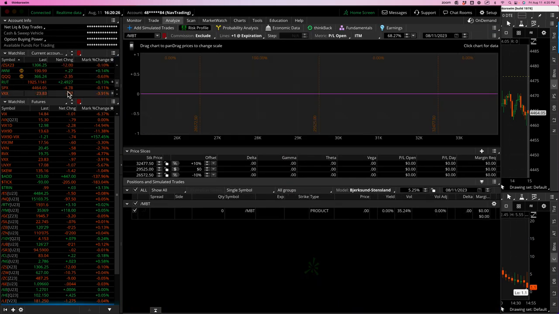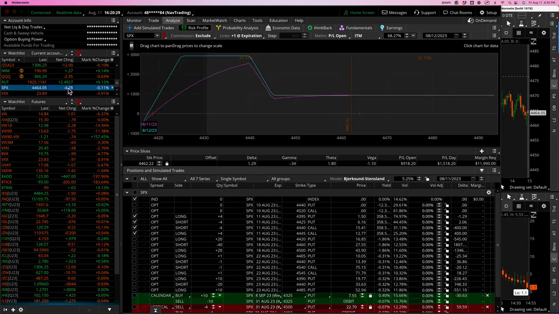So let's go to SPX. Here's that zero DTE Duck. You see I booked 600 on it, and then I've got another 920 that didn't show up yet. So a little over 1,500 on that.